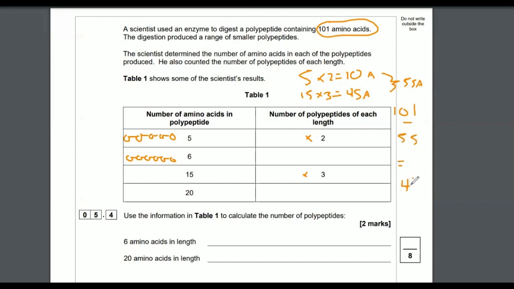That gives us 46 amino acids left, and we know the length of the chains can be either 6 or 20. So what do you reckon the combination is to make 46 if you have 20 and 6? We must have 2 20s and 1 6. There's no other way to put those together to make 46. So we've got 1 peptide of 6 amino acids, and 2 that are 20 each. And that's the end of the question.